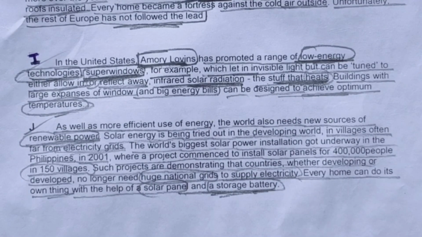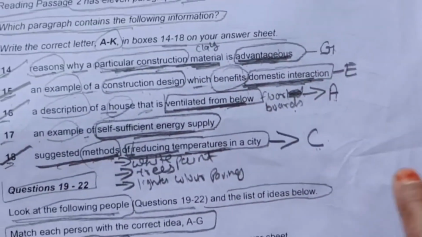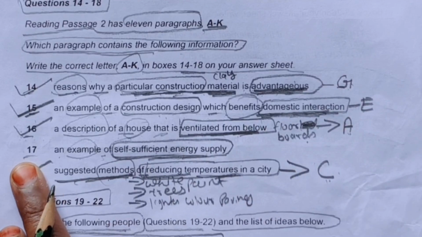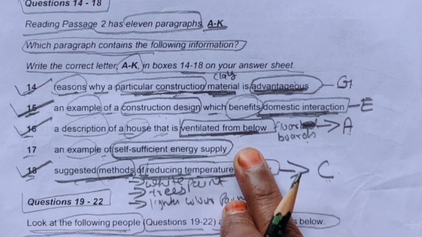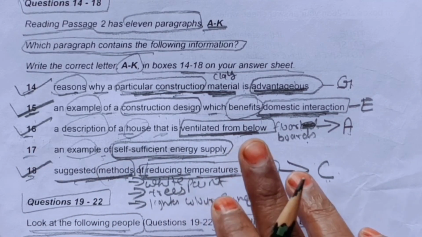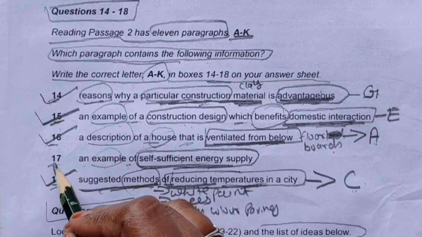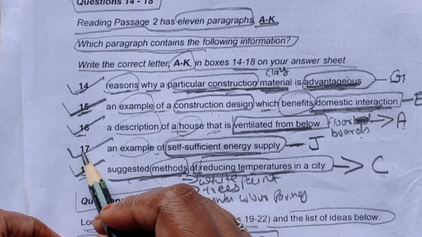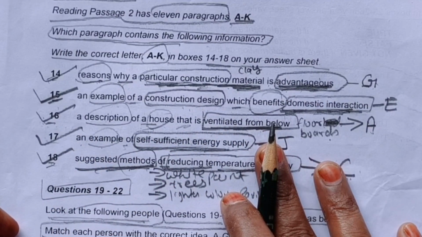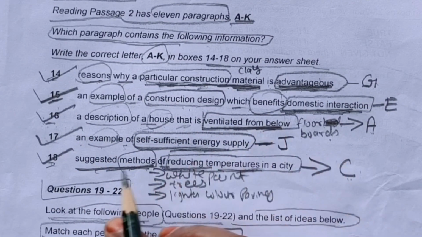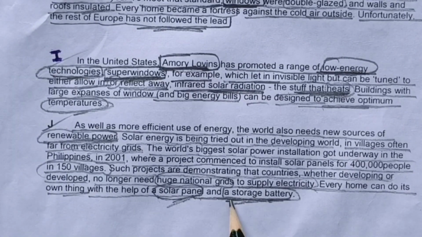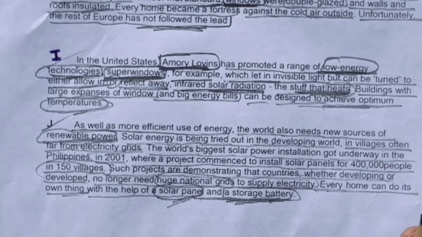Okay, so let's see whether we are getting our answer or not. So in our first question type, 17 number is remaining. An example of self-sufficient energy supply. Yes, this thing. So we found this answer from J paragraph. So we will write J in front of 17 in our answer sheet. I hope you have understood from where we are getting our answers. Okay. An example of self-sufficient energy supply means they are talking about the solar panel and storage battery. I hope you have understood this.